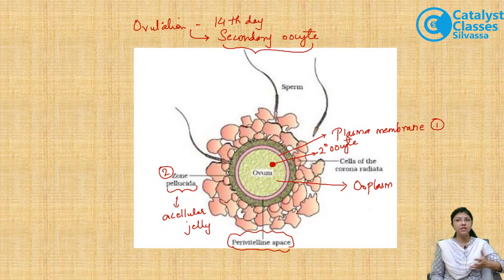Now, the role of all these things we are going to study later when we study fertilization. For the time being you just have to remember this much. Okay, the green colored layer you see, as I told you, is the zona pellucida layer.